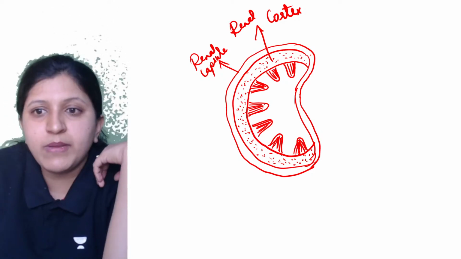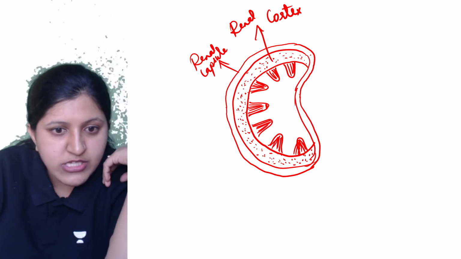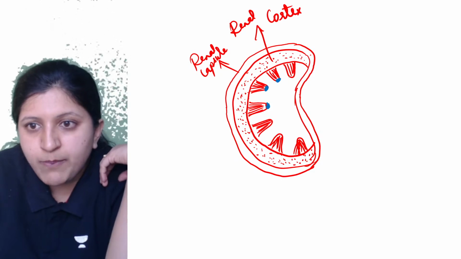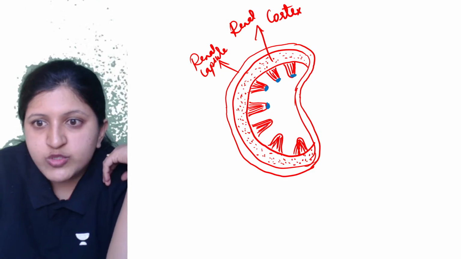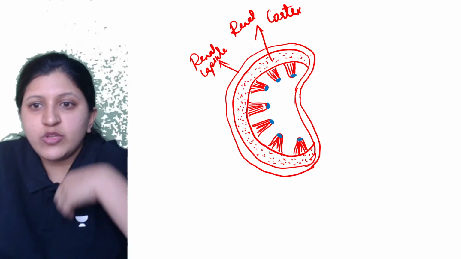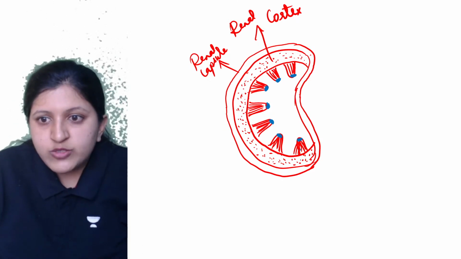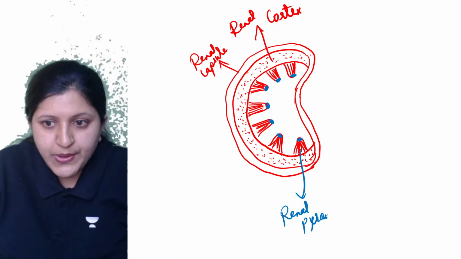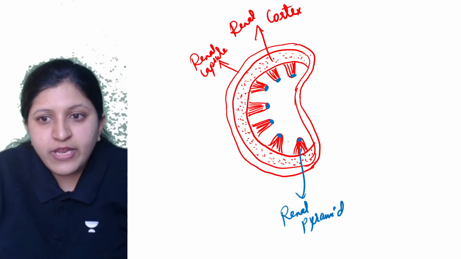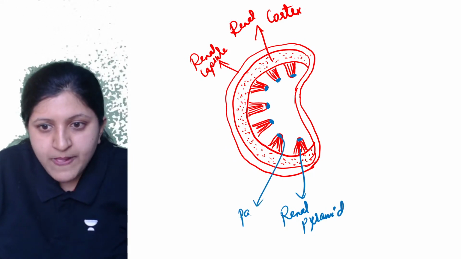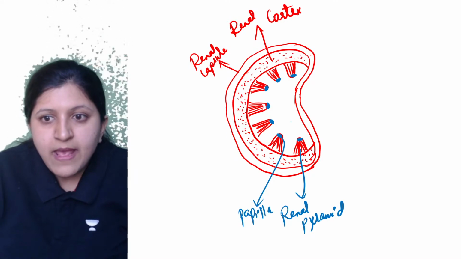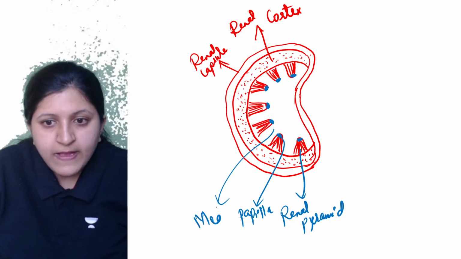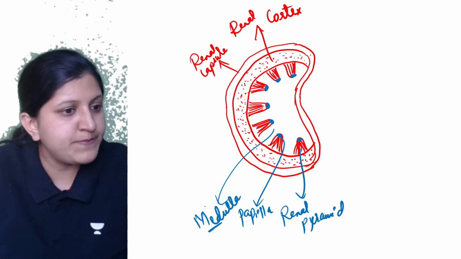This is a pyramid, and this apex that you see, the apex of each of these renal pyramids, is called a papilla. Now I'll label this part. This is a renal pyramid, and the apex of the renal pyramid is the papilla. This region that you see here is exactly the medulla region of the kidney.